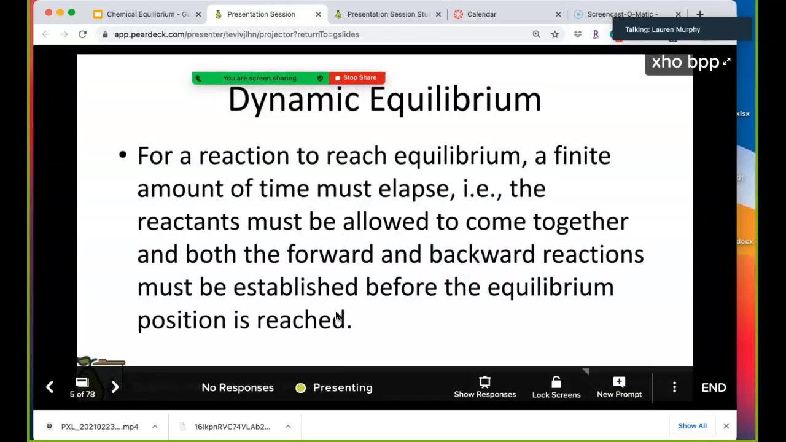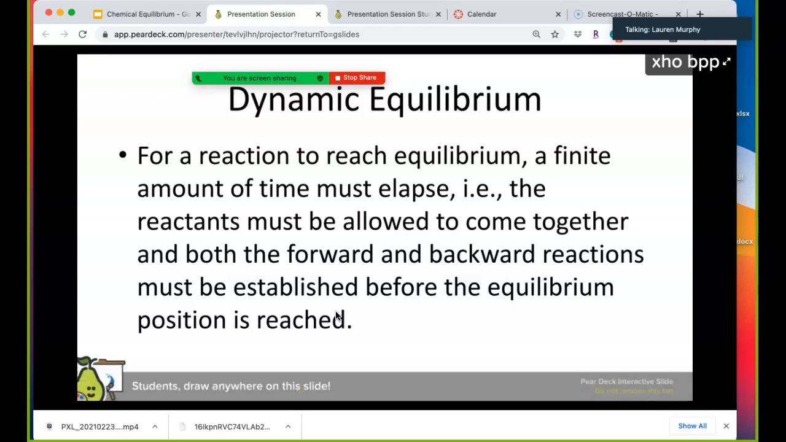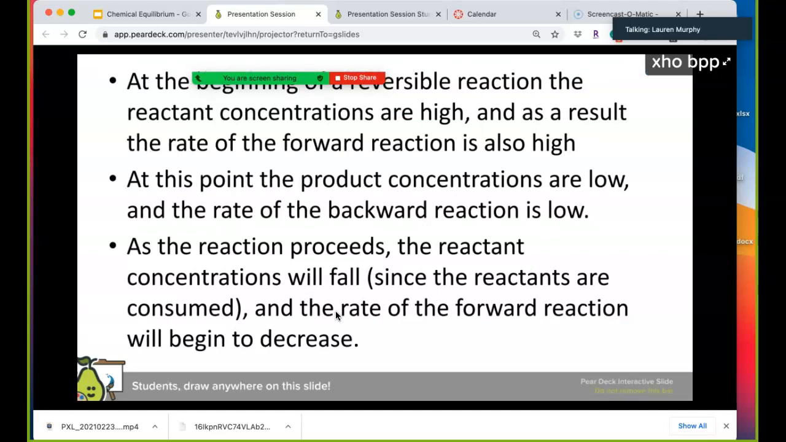So for a reaction to reach equilibrium, time has to pass. You don't just take two reactants, mix them together, and boom, you're at equilibrium. The reactants have to react to get you to the products, and then you have to have enough products for them to go back to the reactants. So equilibrium is not reached instantly, all right? So in the beginning, you have a lot of reactants, and you shouldn't have any products, right? The reactants start colliding, and you start making products.